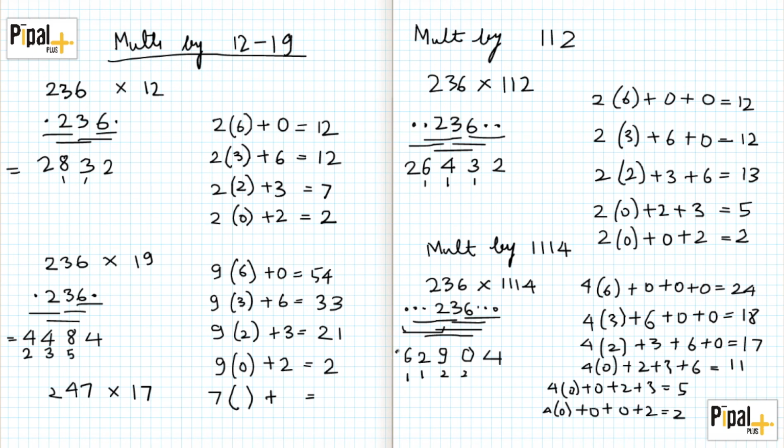So this is 2. So my answer is 236 times 1114 is 262,904, right? So if, let's say, this number were 1117, and I were multiplying this with 1117, then this would have been 7 instead of 4 in all these computations.